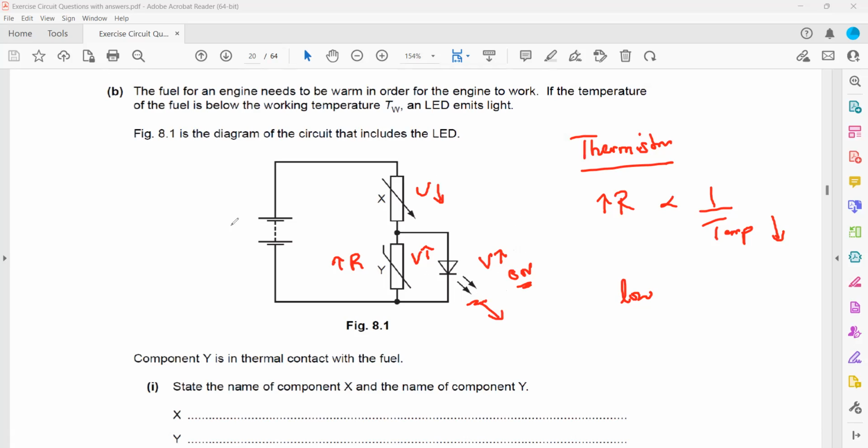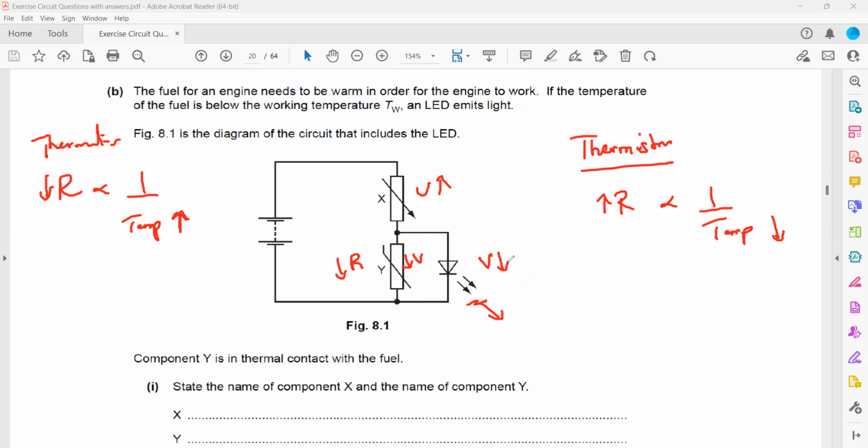But as the engine is working, the temperature of the engine starts to increase. So when the temperature increases, what happens to the resistance of the thermistor? It will start to decrease. As the resistance starts to decrease, the voltage across the thermistor will decrease, and the voltage across the light emitting diode or LED will also decrease because they are in parallel. So when the voltage across the LED decreases, eventually there will be no voltage to light up this LED. So the LED or indicator lamp will be off.